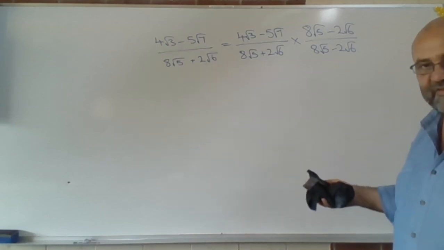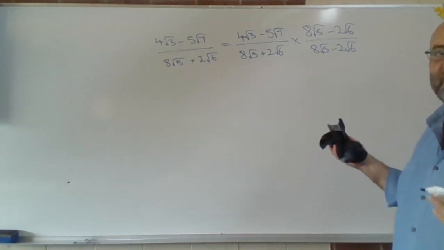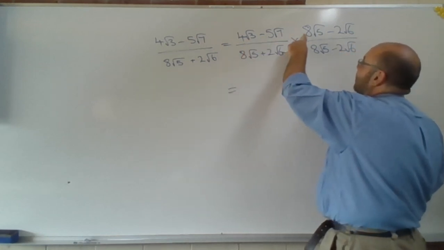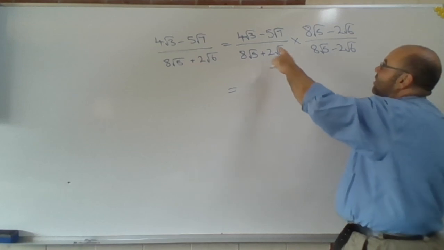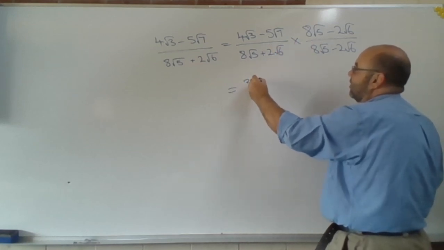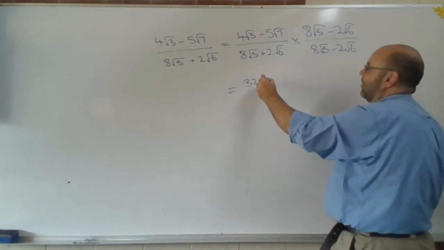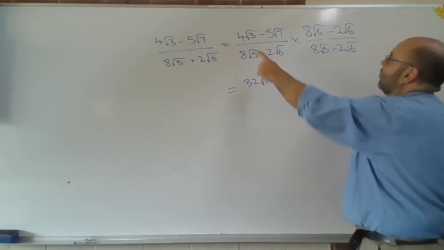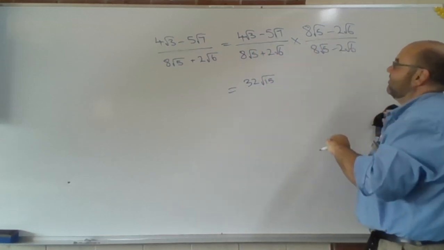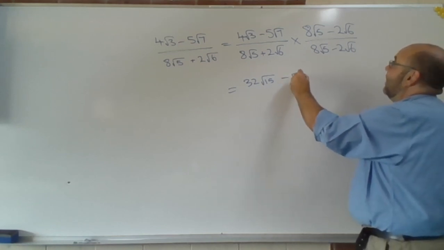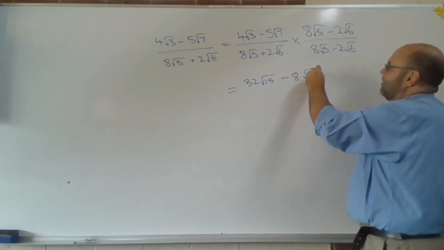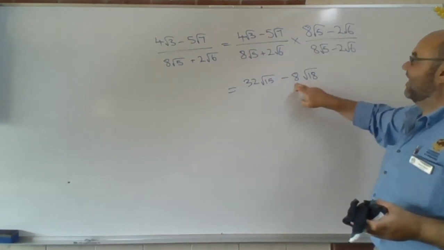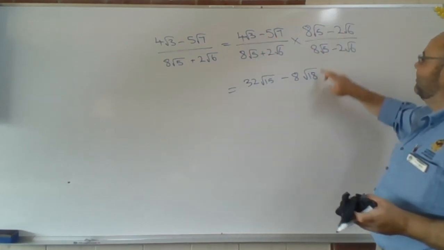Yeah, I just carefully go through doing my binomial expansions on top. So 4 root 3 times 8 root 5, well 4 8s are 32. Root 3 times root 5 is root 15. 4 root 3 times negative 2 root 6 is negative 8 root 18, because 4 times 2 is 8 and 3 times 6 is 18.